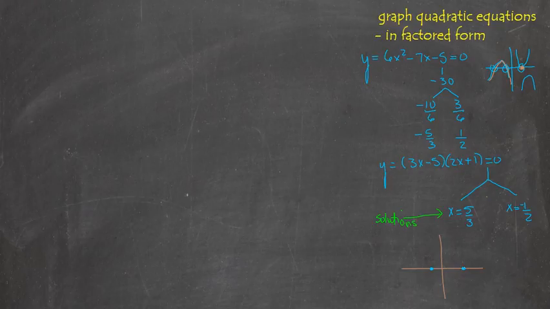We still need a vertex because we know that this graph, since there are two solutions, is going to either come up through the first solution and then turn around and come back down, or it's going to come down, cross over, turn around and come back up. We don't know what's happening here. So we need to find the vertex. As soon as we know where the vertex is, then we can finish graphing this.